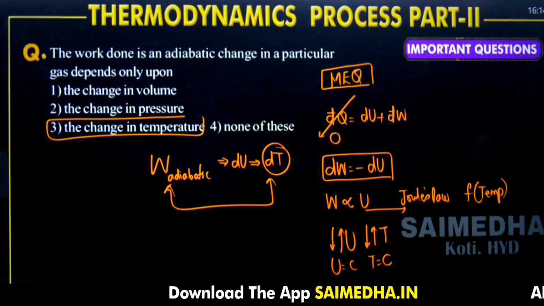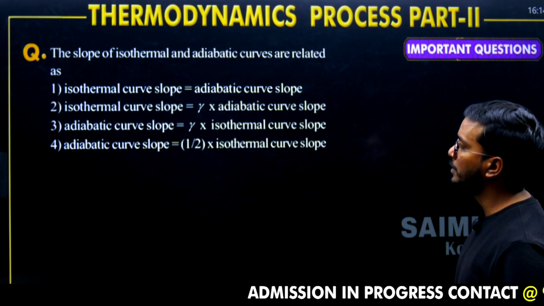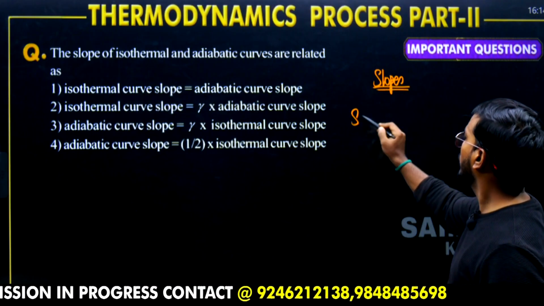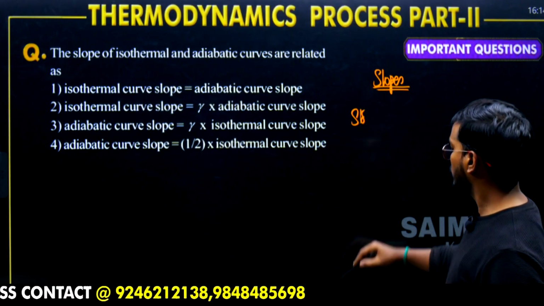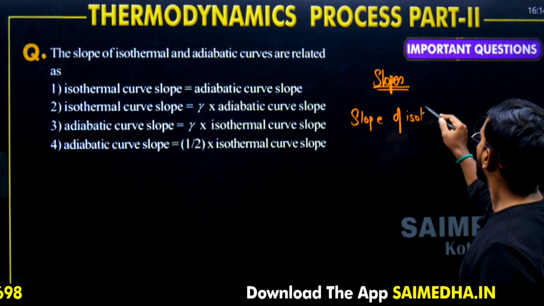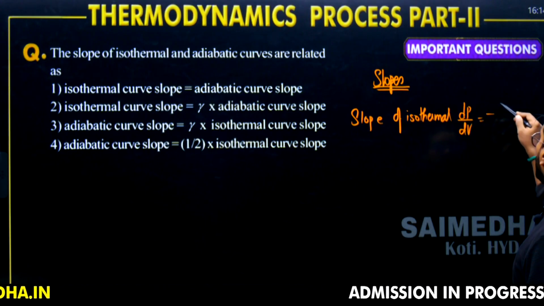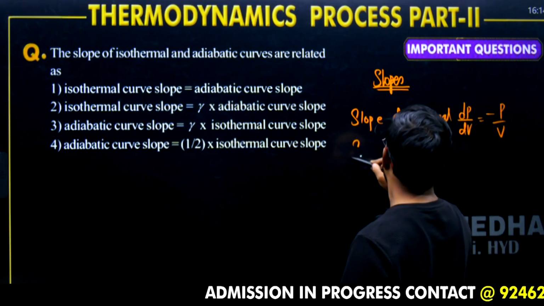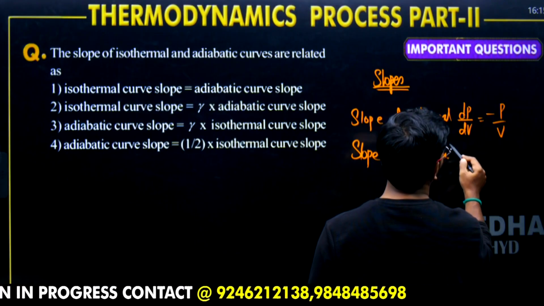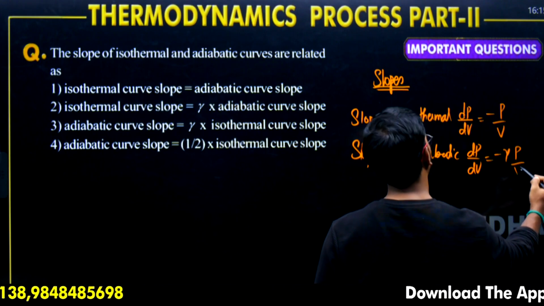Moving on to the final question, question number 5. Slope of isothermal and adiabatic curve are related as. I have given all the slopes. Okay, what is the slope of isothermal? Slope of isothermal, dP by dV is equal to minus P by V. Whereas slope of adiabatic is dP by dV equal to minus gamma P by V.